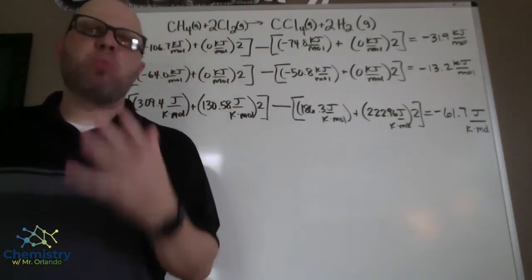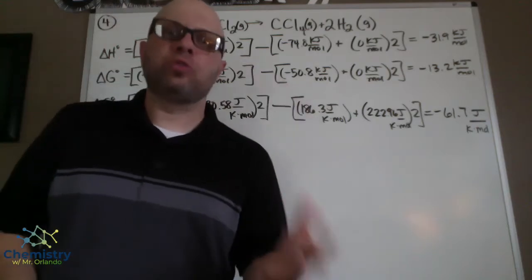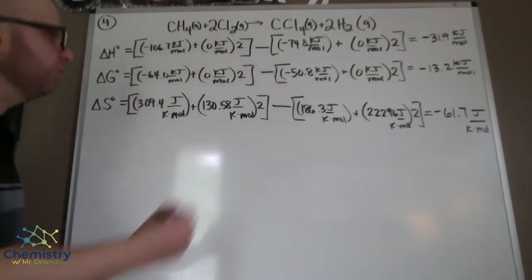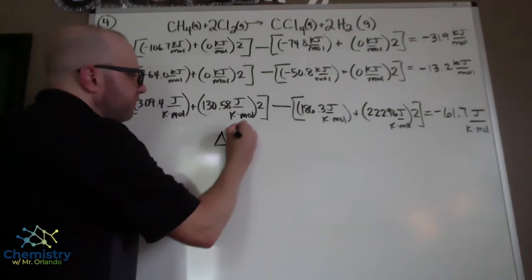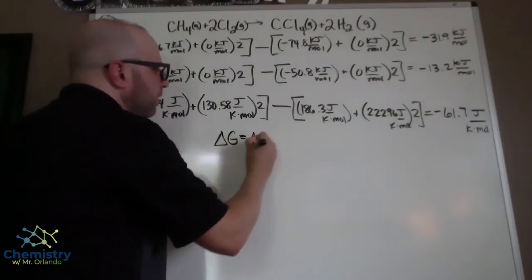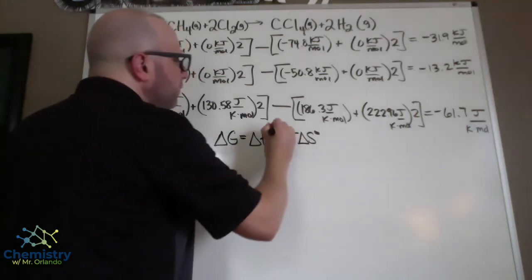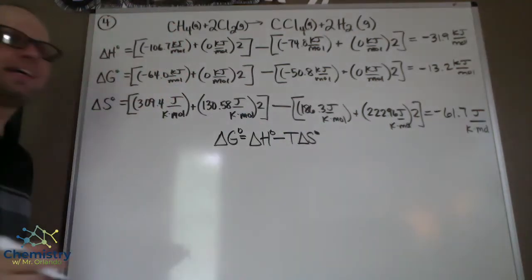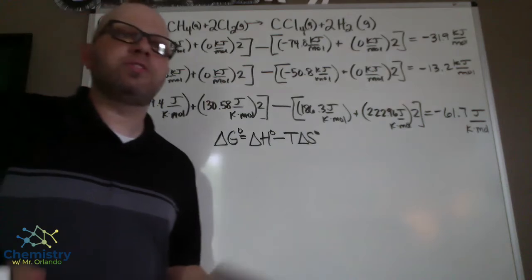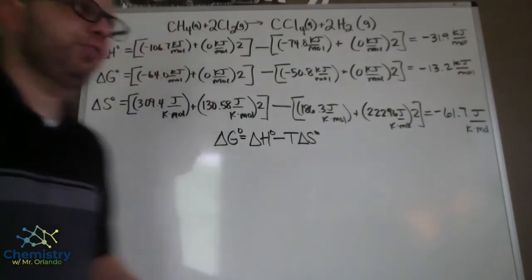delta S, it wants you to verify those answers, just like we did on the homework assignment. So you're going to use this equation to verify them. Delta G equals delta H minus T delta S. All of these are at standard conditions. That basically tells you that you can use a temperature of 298.15 Kelvin.